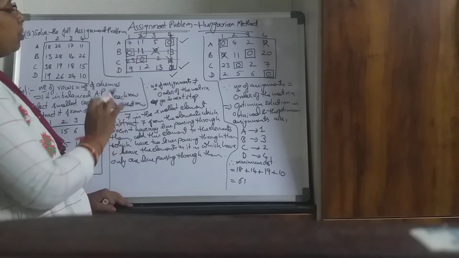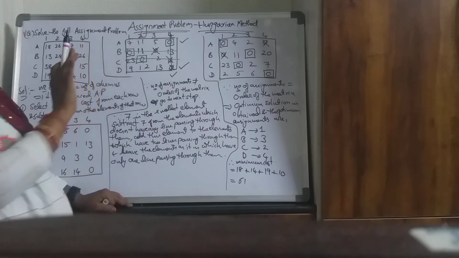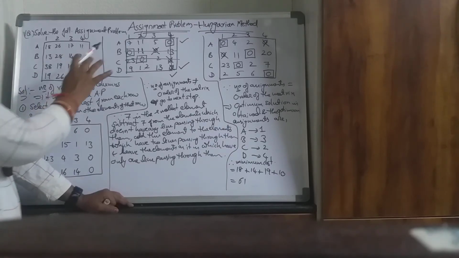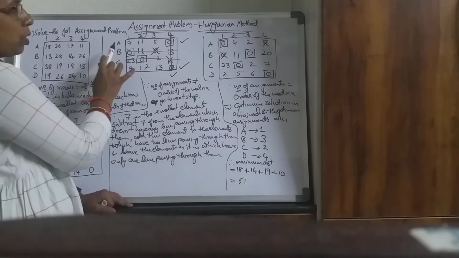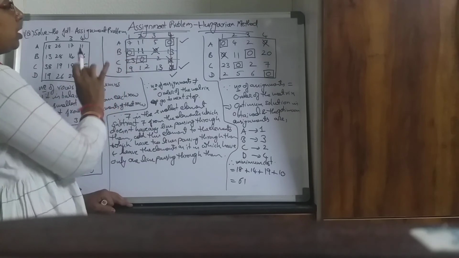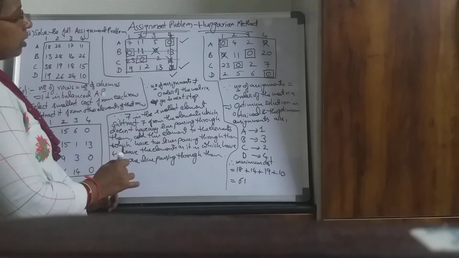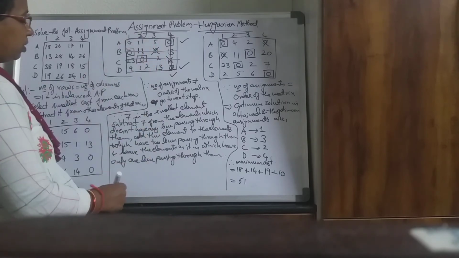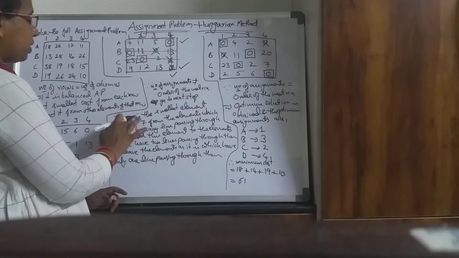Now select the minimum of the elements which don't have any line passing through them. So the smallest element which doesn't have any line passing through it is 7. I think I have done something wrong here. It is not 7, it is 5. So 5 is the smallest element.